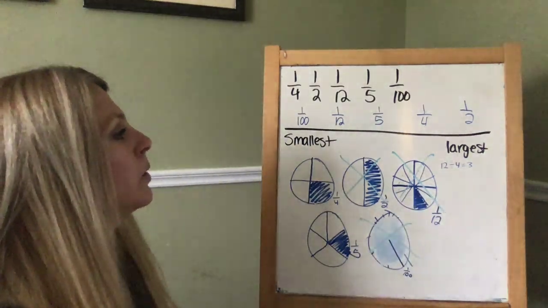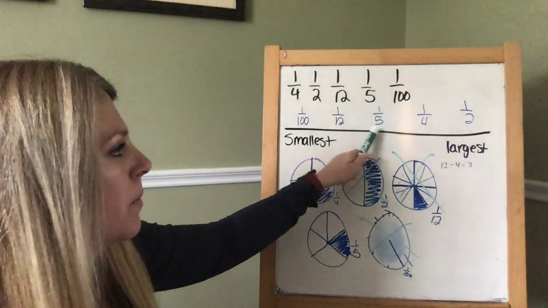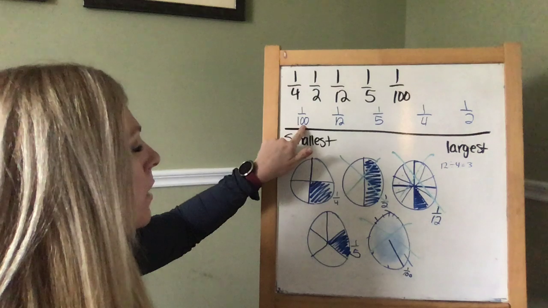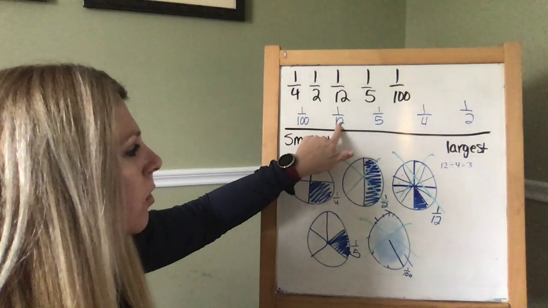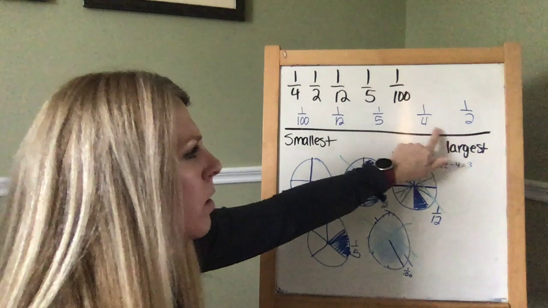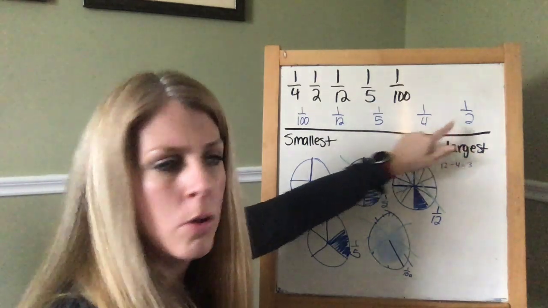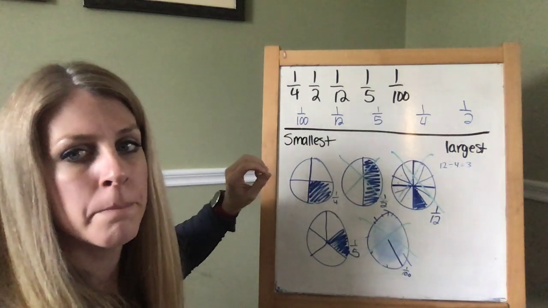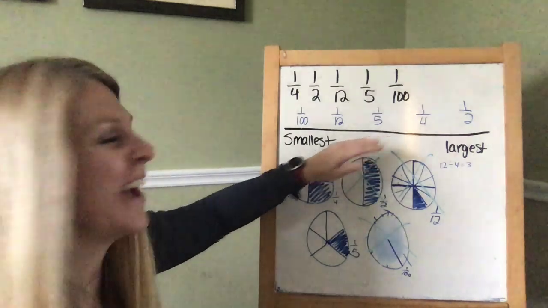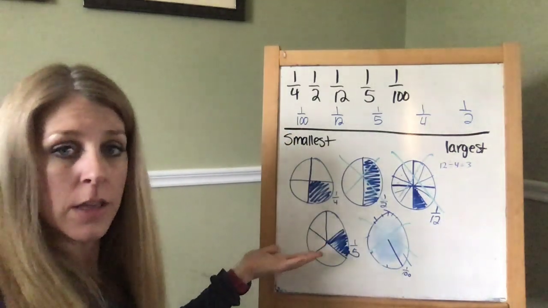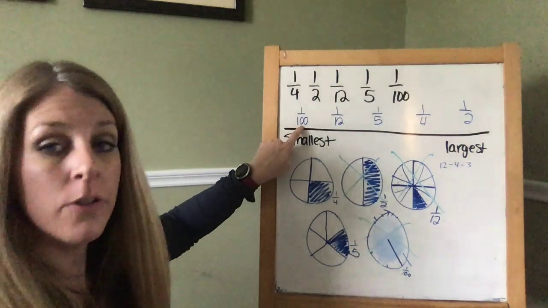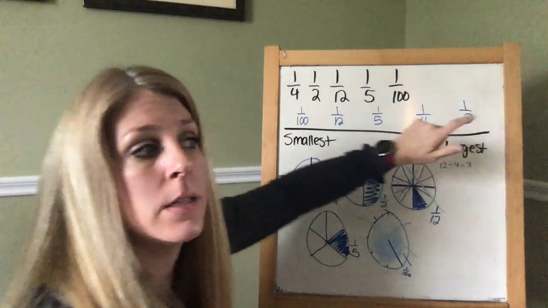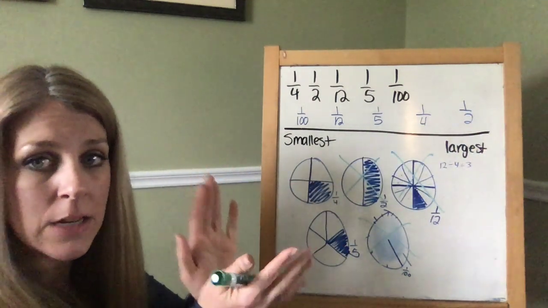But I want you to notice something. Look at the denominators. What's happening to those numbers as they go? 100 is the smallest, 12, 5, 4, 2. What's happening to those numbers? Are they getting bigger or are they getting smaller? They're getting smaller, I hope you said. Okay? So think about it like sharing the pizza. If I have to share the pizza with 100 people, or if I only have to share the pizza between 2 people, it's going to make the sizes of the piece that we get different.